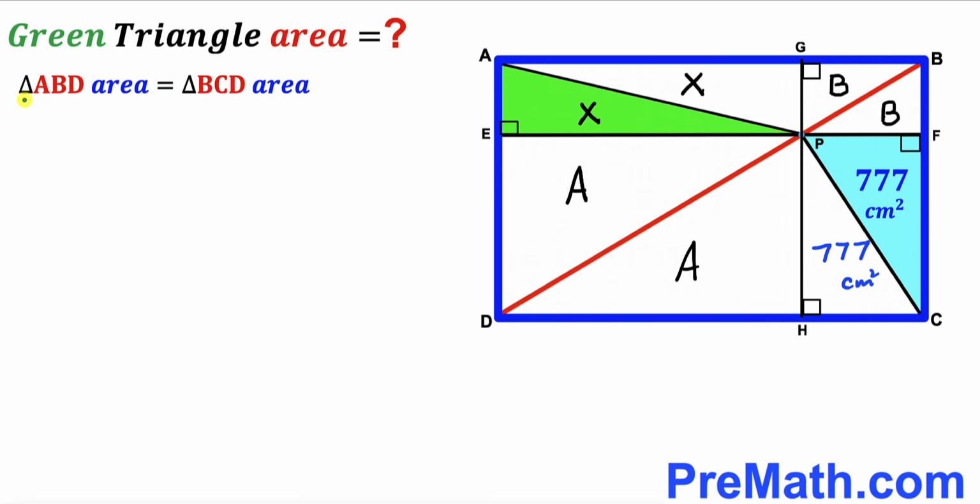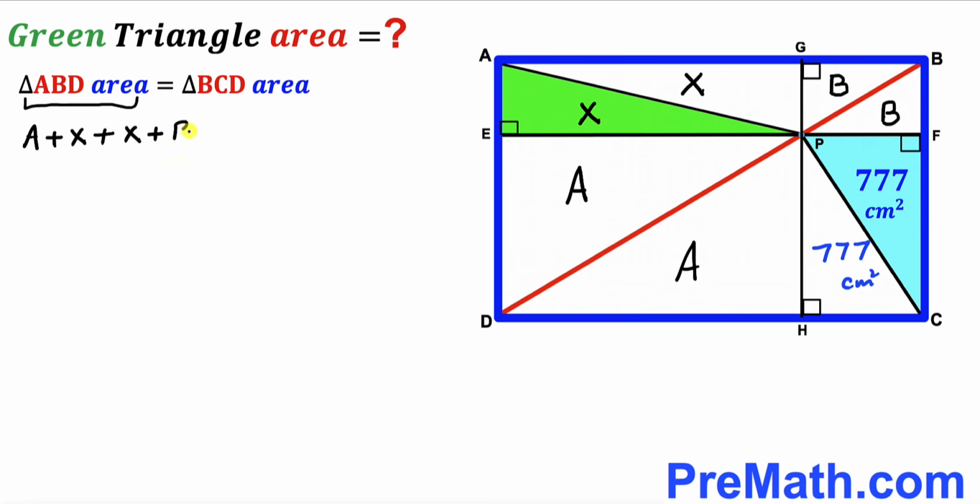Now let's recall this equation once again. The area of the triangle ABD is equal to the area of the triangle BCD. Let's focus on this triangle ABD. It contains the areas uppercase A, X, and uppercase B. So for this triangle ABD, the area is uppercase A plus X plus uppercase B.